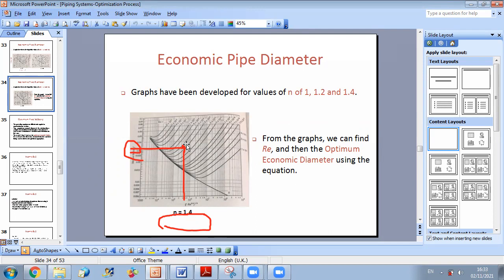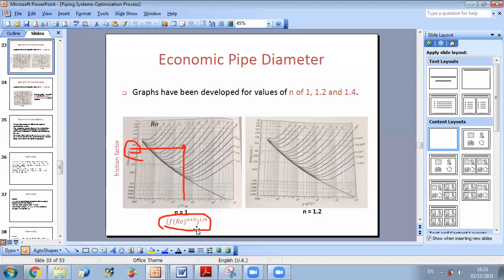How? Because once you know the value of f, you can go back to this relation, because you know the value of f Reynolds to the power n plus 5 times 10 to the power 6. So once you get f and you know the value of this number, you can deduce Reynolds. And knowing Reynolds, you can deduce the value of d.